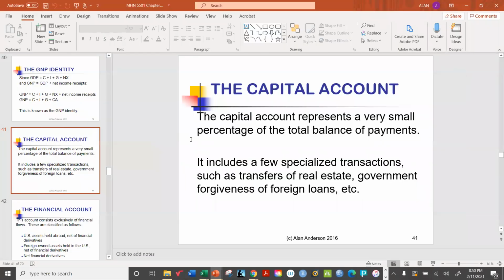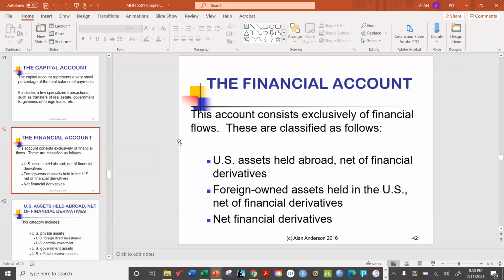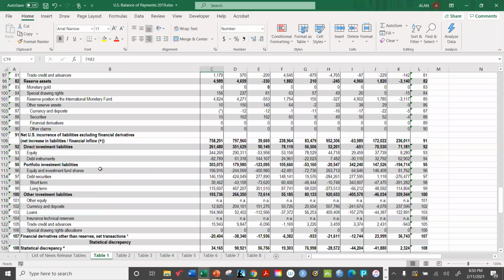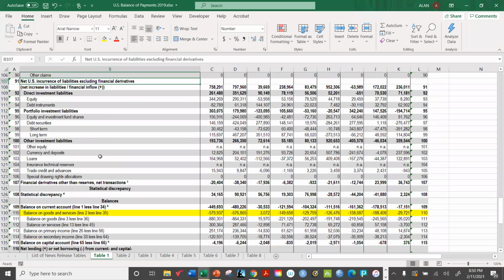Now, this is an interesting one, the financial account. What's going on in here? Well, we're looking at U.S. financial assets like stocks and bonds. U.S. assets held abroad, and by the way, they do not include financial derivatives in these numbers. They're listed separately. Yeah, there it is. Liabilities excluding derivatives. And those are listed down here somewhere.